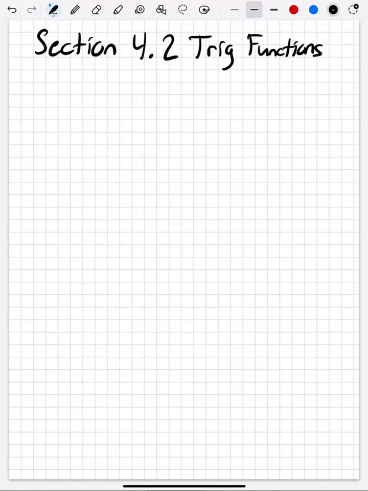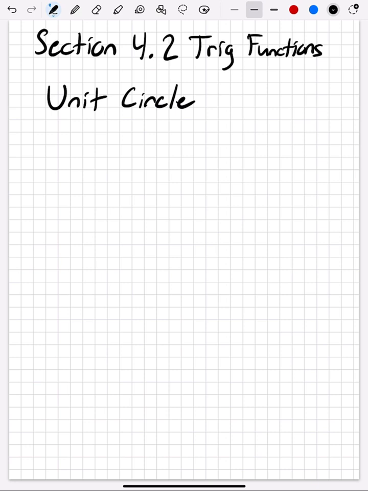All right, so for section 4.2, we're going to talk about trig functions. And the first thing that we want to talk about before we get into actual trig functions is the unit circle. And I have posted a PDF under week 1 on our class page that shows the unit circle with all the angles and radians and so on. So if you want to look at that as I'm discussing through all this, you're welcome to.